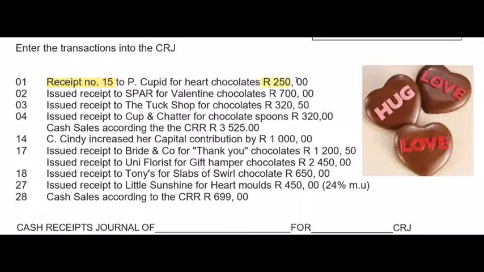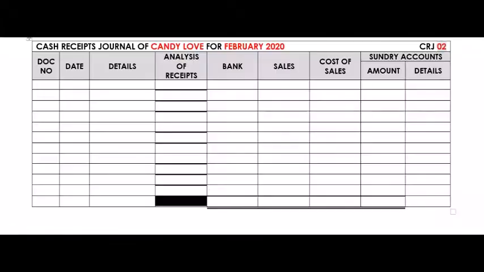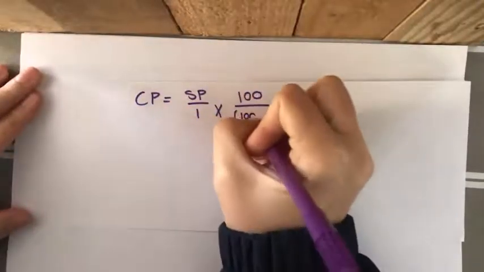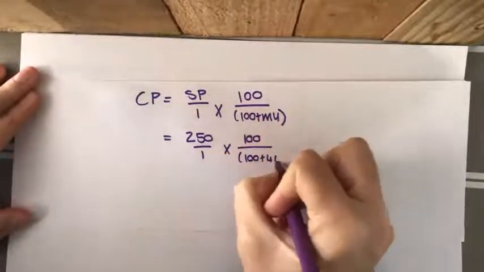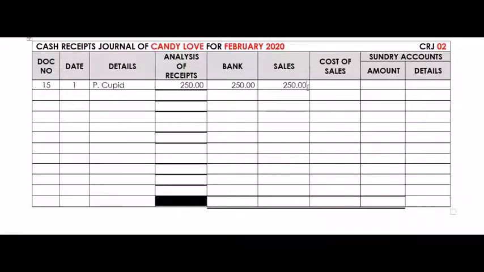for hot chocolates, 250 Rand. Okay, so the receipt number is number 15. It was on the first. The customer was P Cupid, who paid us 250 Rand. We can cash up our analysis of receipts and bank the money because it's the only transaction for the day. And we have to specify that we receive this 250 Rand for sales. And don't forget, you still need to calculate your cost of sales like this. And write your answer in the cost of sales column.